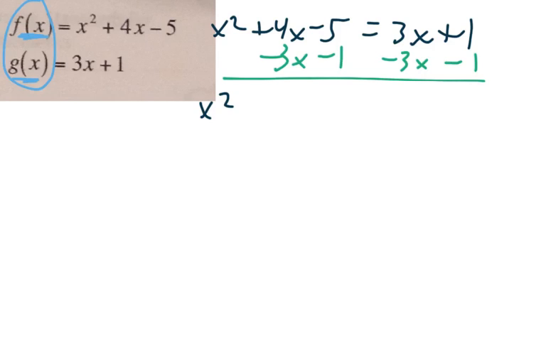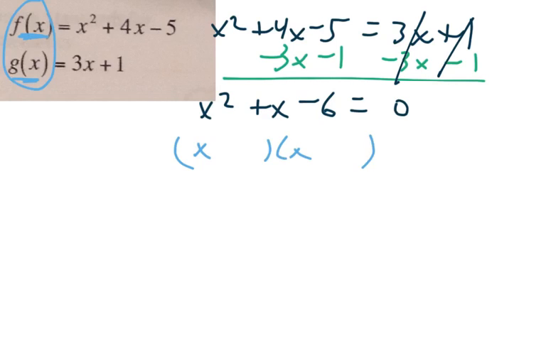x squared, 4 minus 3x is 1x. Negative 5 and negative 1 is negative 6, equal to 0, and that's 0. So I have it equal to 0. Again, I could do the quadratic formula, but let's try factoring. x times x is x squared.